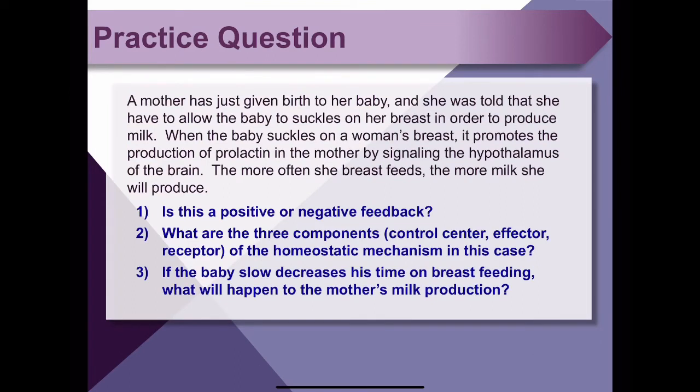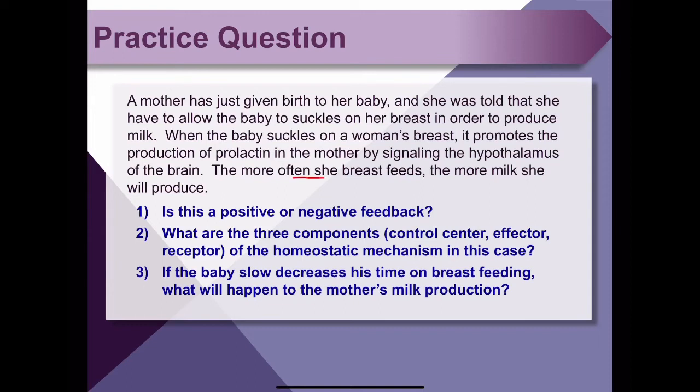A mother has just given birth to her baby, and she was told that she has to allow the baby to suckle on her breast in order to produce milk. When the baby suckles on a woman's breast, it promotes the production of prolactin in the mother by signaling the hypothalamus of the brain. The more often she breastfeeds, the more milk she will produce. Is this a positive or negative feedback?